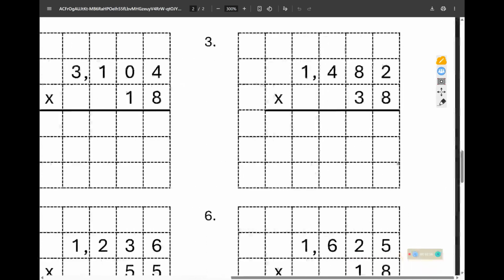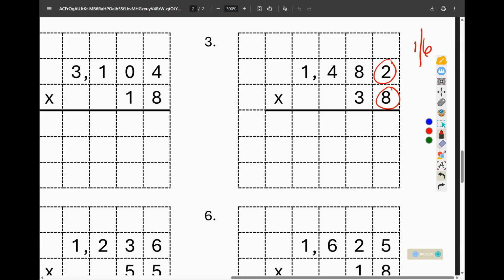Let's see if we can find some other ones. Number 3 is a good one. This one is just straight multiplication, no tricky zeros. 8 times 2, here I'm going to circle the ones I'm working on. 8 times 2 is 16. I'm going to write 16 on the side.